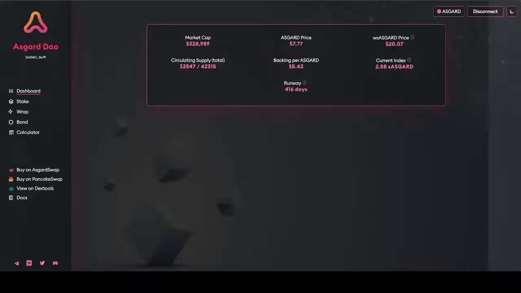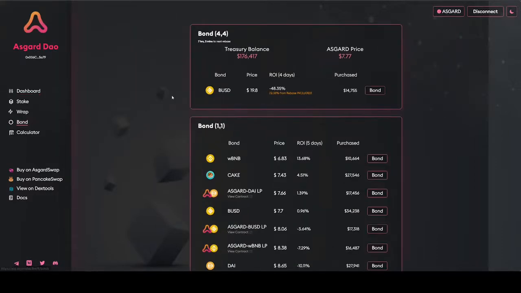In this video, we're going to discuss and give you a quick walkthrough on a couple of different bonding options here on the Asgard Dao platform. So if we're at the main dashboard in the Asgard Dao dApp, we are going to click over here on bonds, and you'll notice that we have a couple different options here. We're going to have one-to-one bonds, and we're going to have 4-4 bonds, and we'll talk a little bit about the difference between each of those.